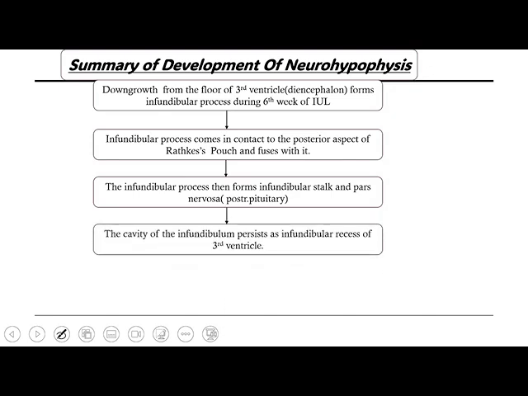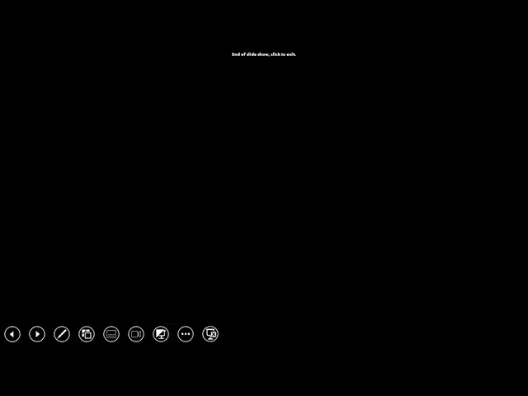And next, the cavity of the infundibulum persists as the infundibular recess of the third ventricle, and the cavity of the Rathke's pouch persists as the intraglandular cleft after the birth. And this much.